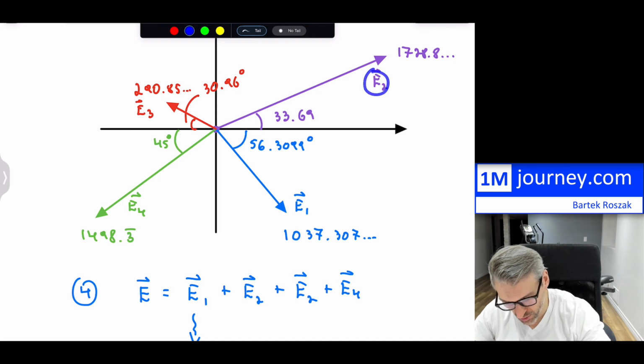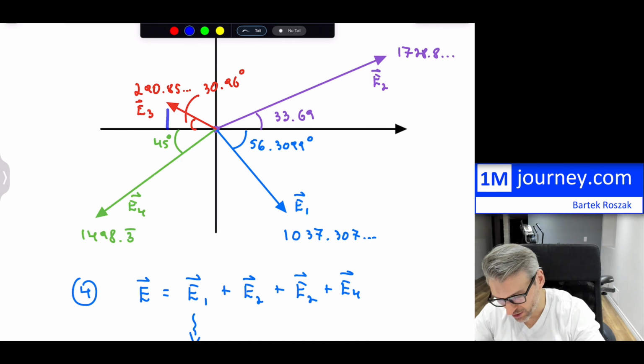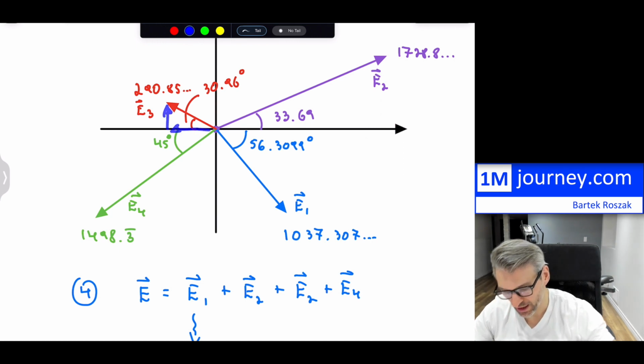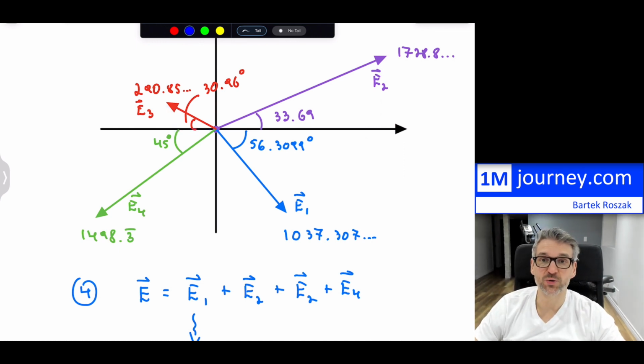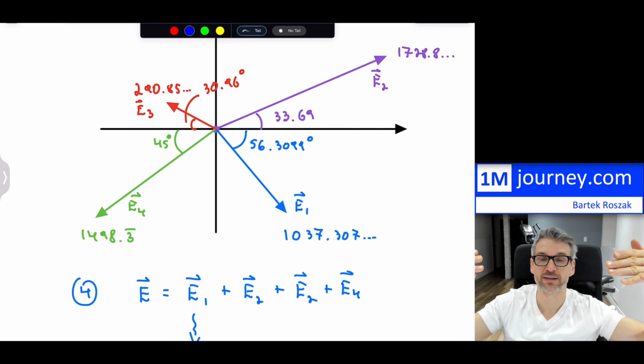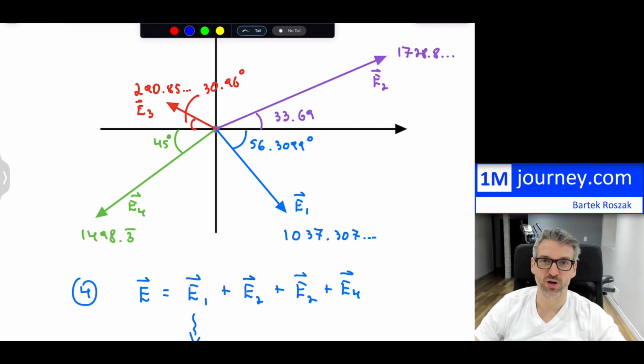So for E2, I'm going to break it down into its x component and its y component, and here, y component, x component, etc. And then once you have all the x components and all the y components, you can just add them up. You can just literally do your additions and subtractions. You're going to get an x component and a y component, and that is your result. Now, once you have your x and your y, you can go back and create the overall magnitude and also the direction.